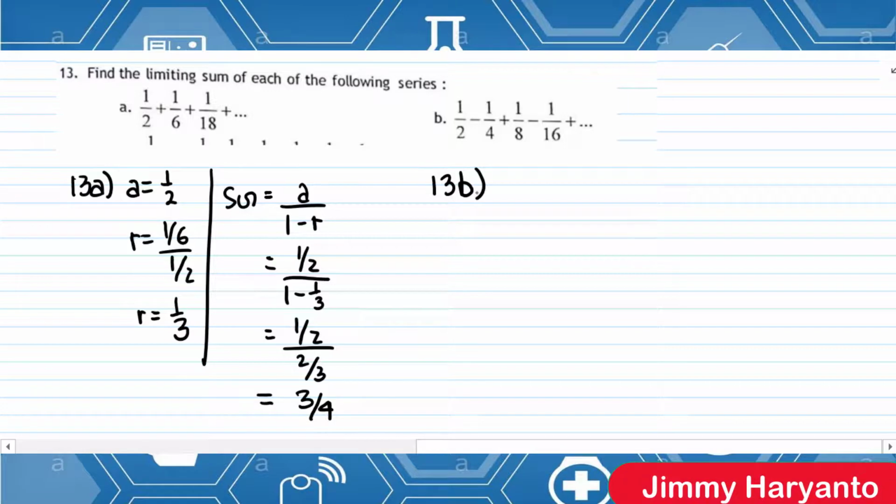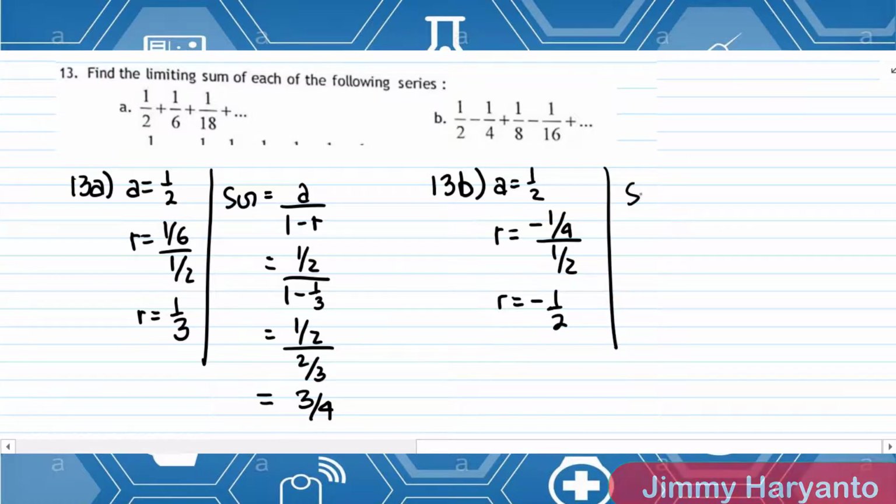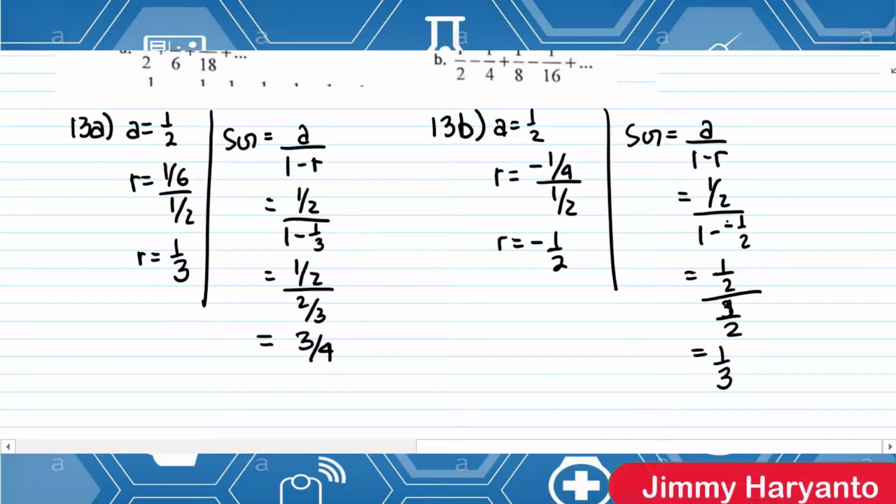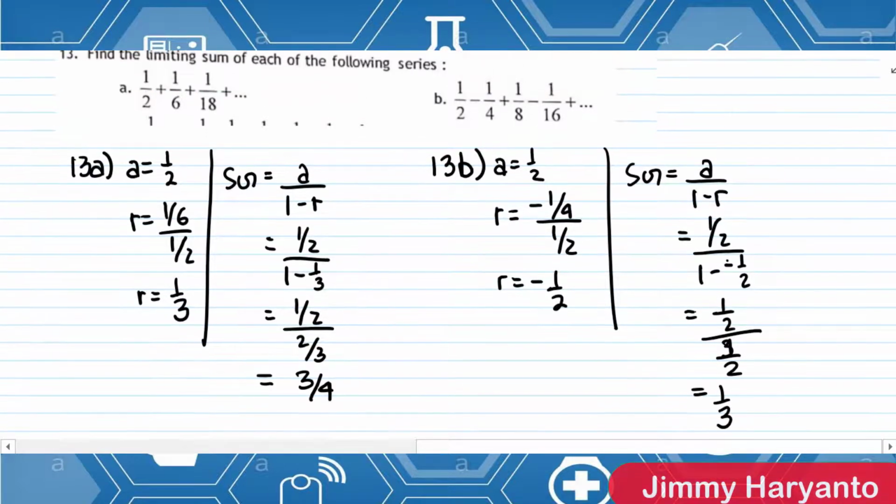And then for 13b, we have a equals half. Don't bother with the negative. We can find the ratio directly with u2 over u1. So the ratio will be negative. It doesn't matter. So it will be half. Am I correct? Yes. After that, we can find the S infinity equals a over 1 minus r. A equals half over 1 minus negative half. So half over 3 over 2. So the result will be 1 over 3. Okay, this is the answer for number 13a and 13b.